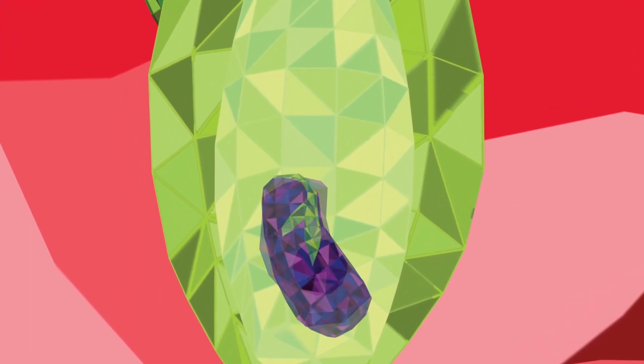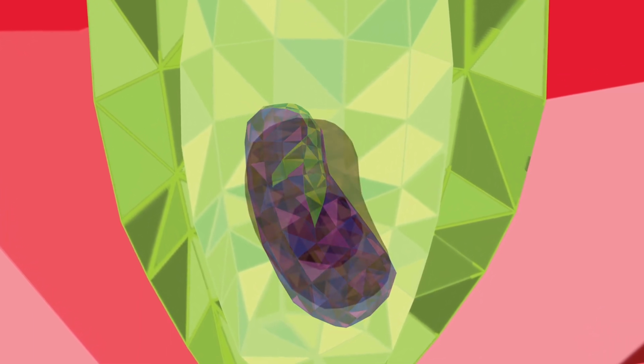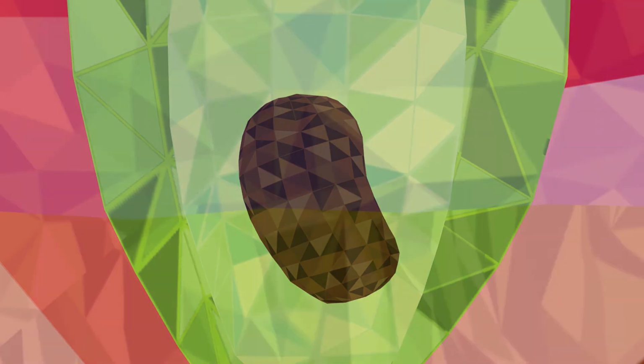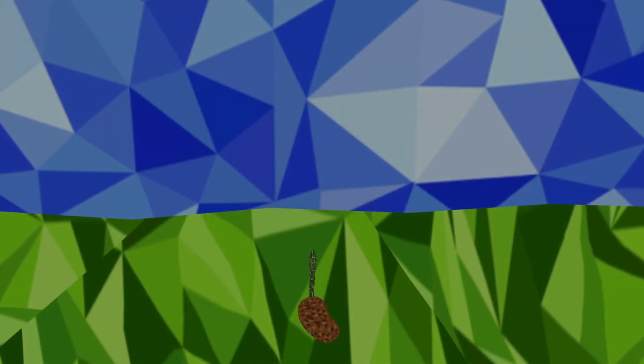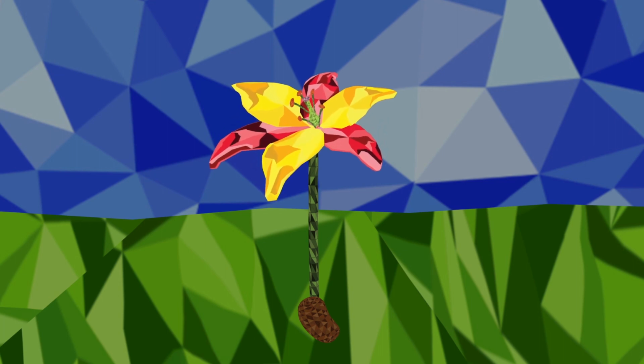When it develops further, it is an embryo. When fully formed, it is a seed. And aha! Now the process is complete. Two lily flowers have reproduced and created a seed. This seed will go on to become a flower of its own once it has been transported to a suitable location in which to grow. And then, yes, you've guessed it, the process starts all over again.